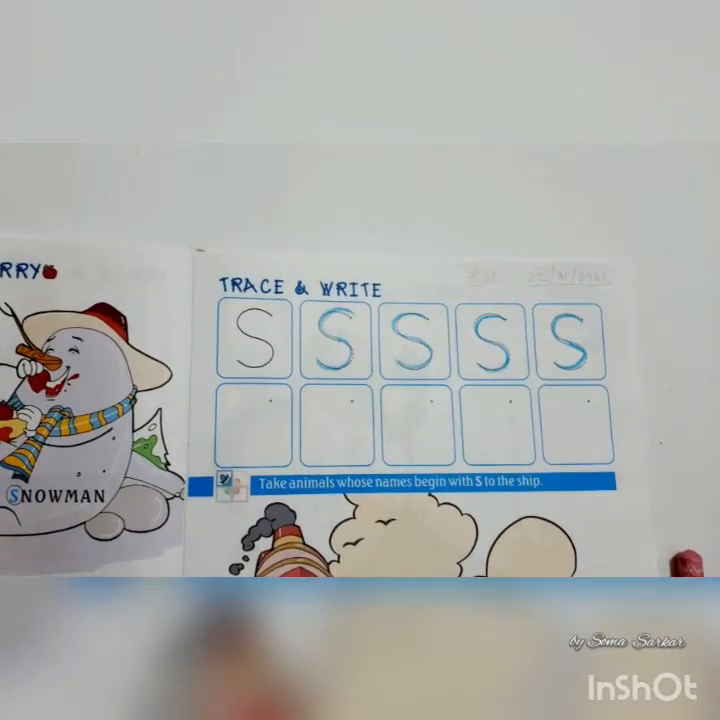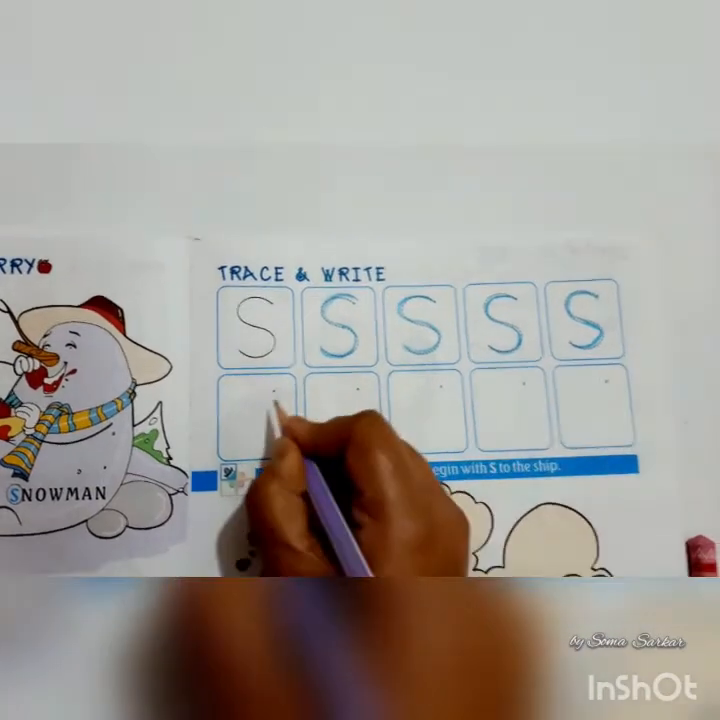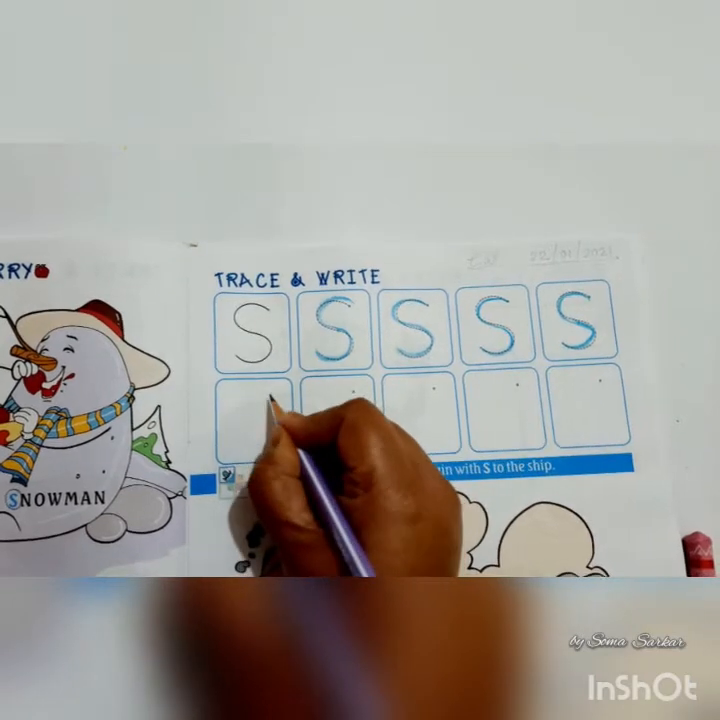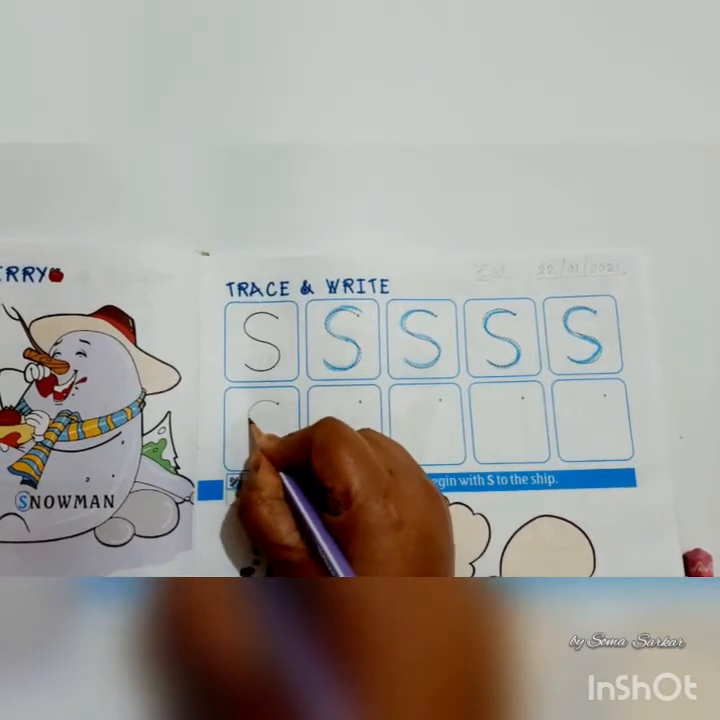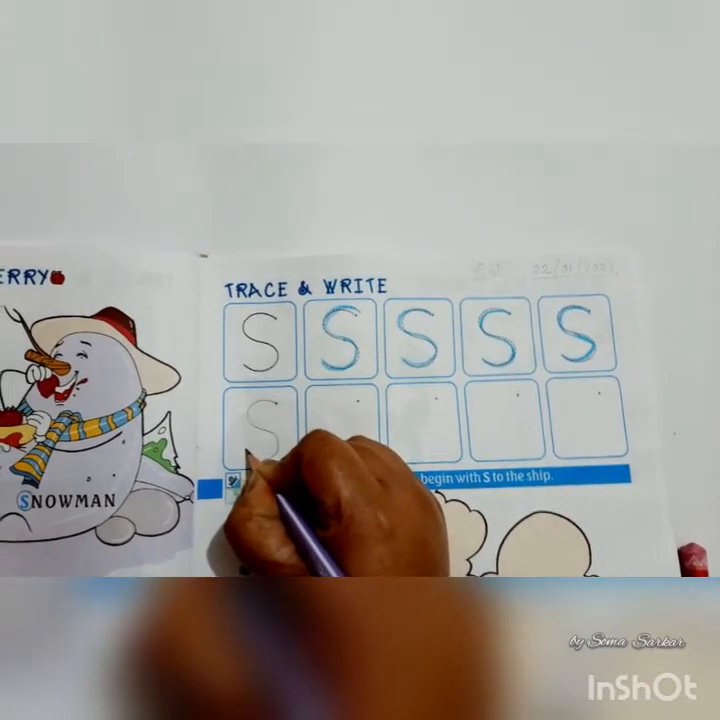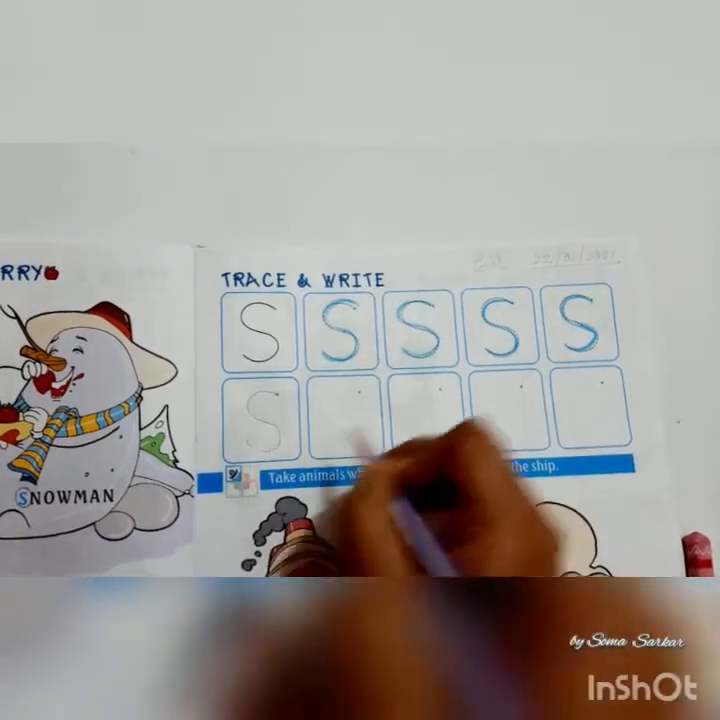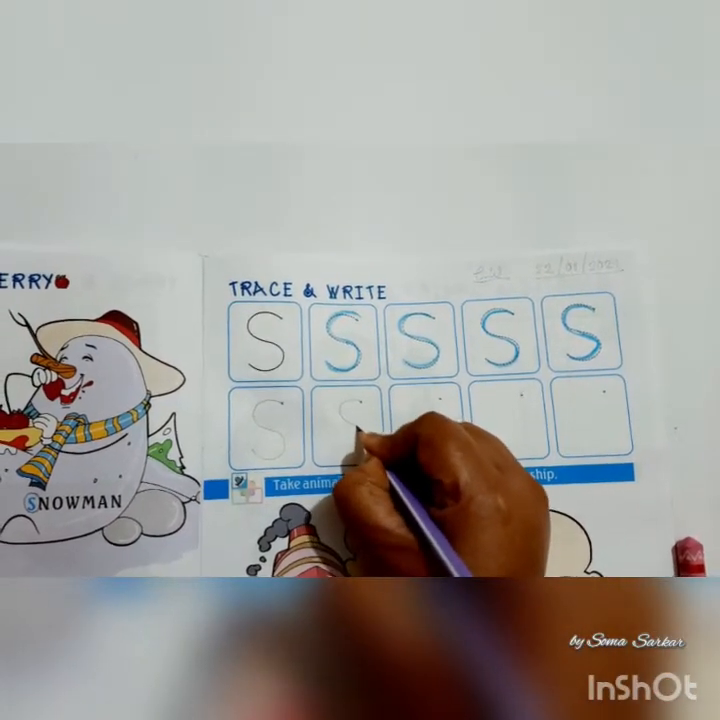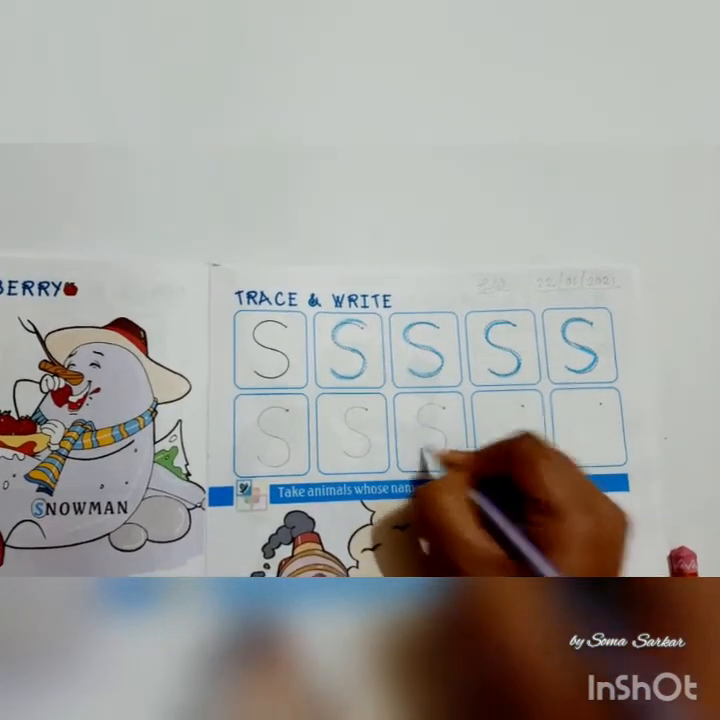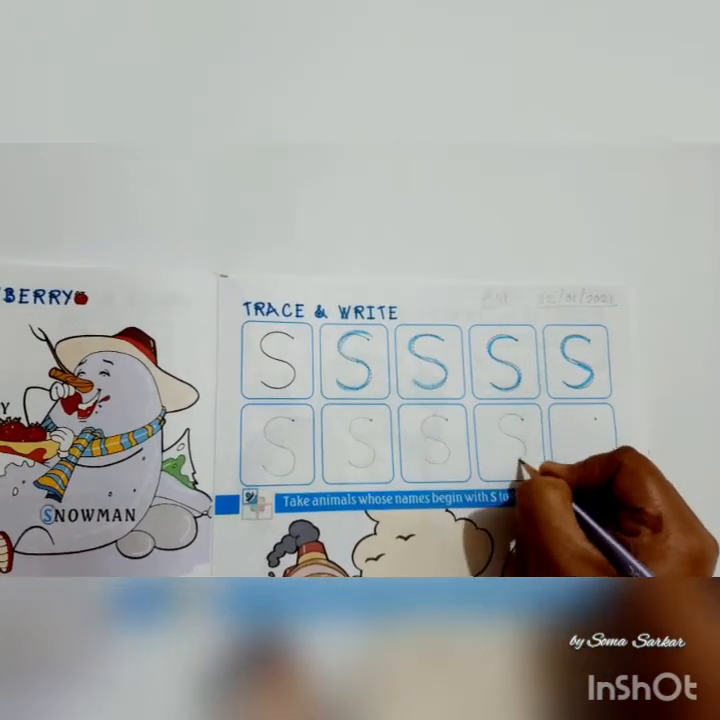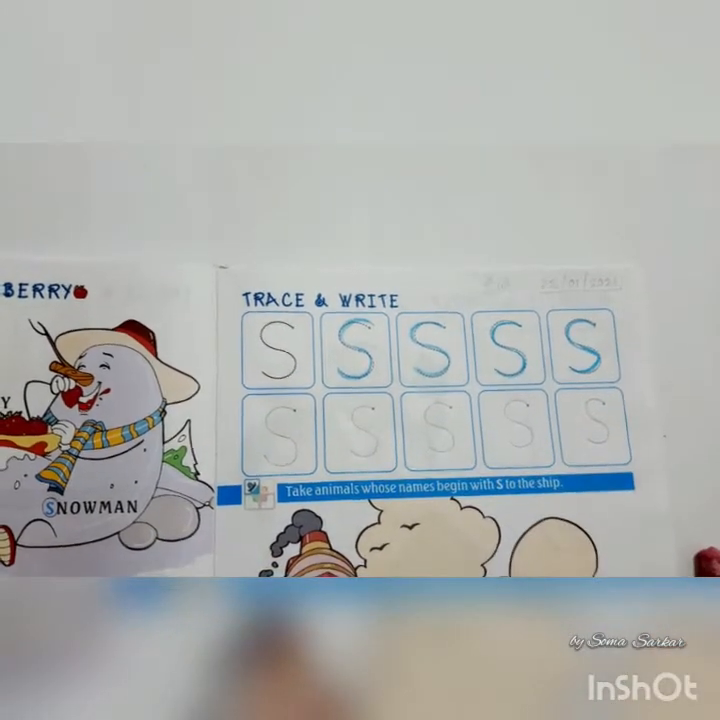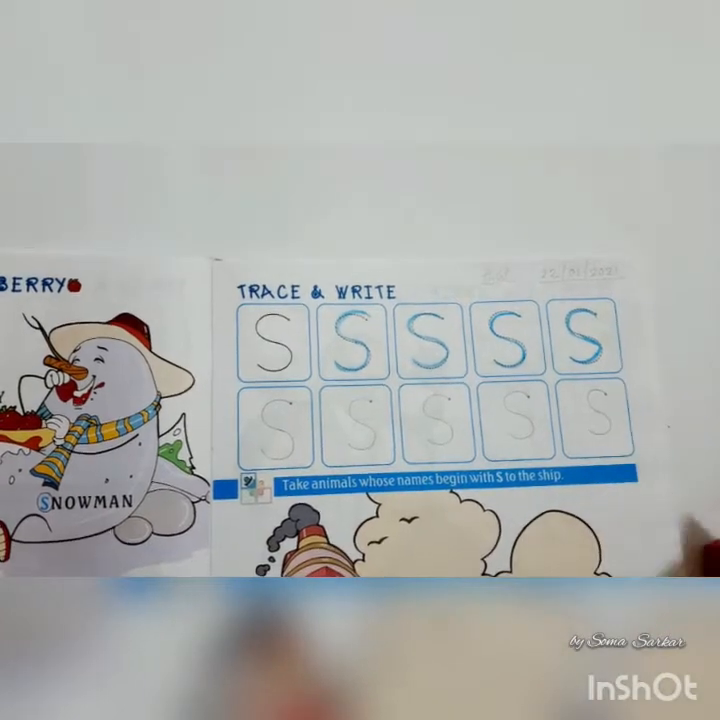And it's done. Now take your pencil and write here. Start from this dot, okay? Make a C-like curve, turn to your left and make this curve, okay? This way, write in all the boxes, okay? This is capital letter S.